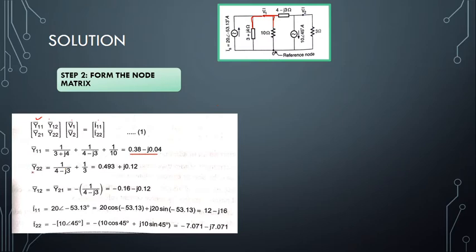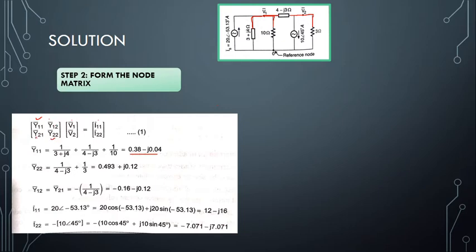Fine. Now we'll go to Y22 and then come to the remaining two elements. What about Y22? It is the elements which are connected to the nodal point V2. So what elements are connected? This 4 minus J3 is connected here, and this 3 ohm is connected here. So it will be 1 divided by 4 minus J3 plus 1 divided by 3, and this gives our Y22 value. So we are done with Y22.